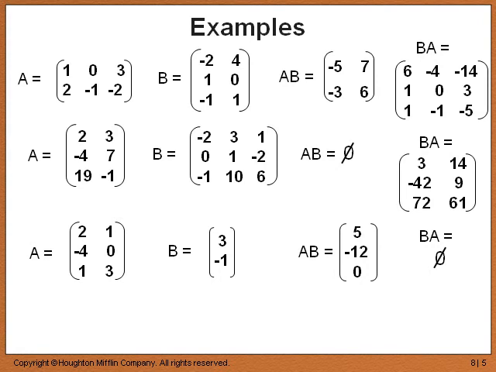How about BA? Is BA possible? Pause the video, decide for yourself, and then resume. No, it is not possible. BA does not exist. And it does not exist because if B is now acting as my left-hand matrix, because it's BA, B is on the left, and A is acting as my right-hand matrix, because it's BA and A is on the right, well, the number of columns of B does not match the number of rows of A, and therefore they are not multipliable, and the matrix BA does not exist.